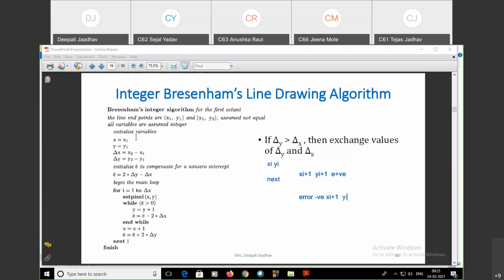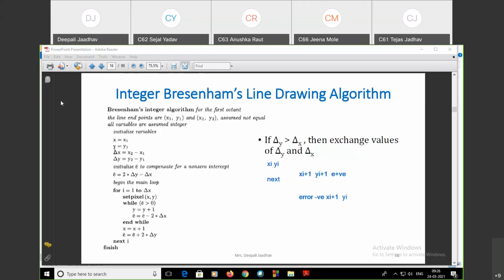The pseudocode is already there in the algorithm, you only have to implement it in the C language. Another thing is that when we calculate delta y and delta x, if delta y is greater than delta x, then exchange the values of delta y and delta x. Otherwise, it gives the wrong result. Why? Because it is in the first quadrant. So if delta y is greater than delta x, then exchange the values of delta y and delta x initially during these calculations.